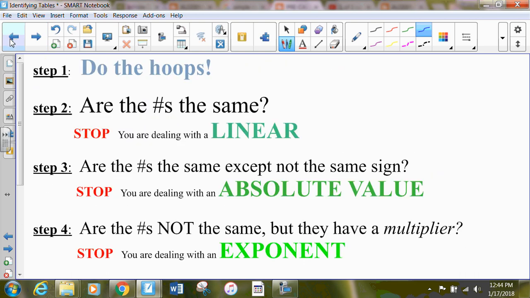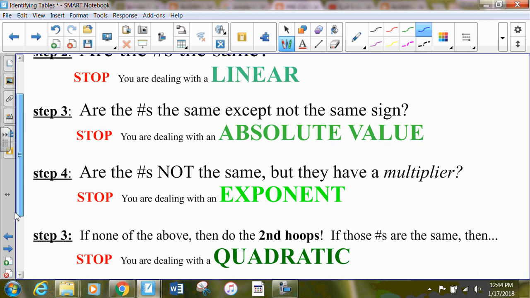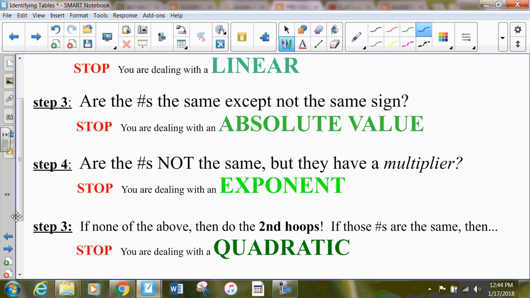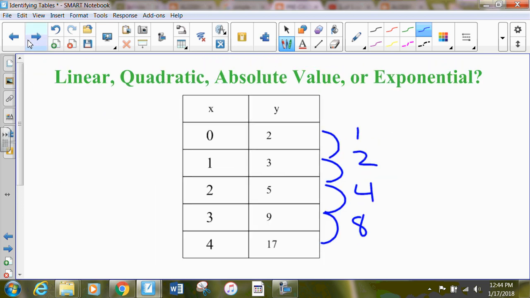Okay, if we are doing the hoops and the numbers are not the same, but they have a multiplier, then we can stop because we're dealing with an exponent. So let's see if we have a multiplier. Let's look at our numbers that we got from the hoops. Now, multiplier means, can you think of a number when you multiply 1 by that you get 2, and when you multiply 2 by it you get 4, and you multiply 4 by it you get 8. I can hear you. You're saying 2. That's right. We have a multiplier.